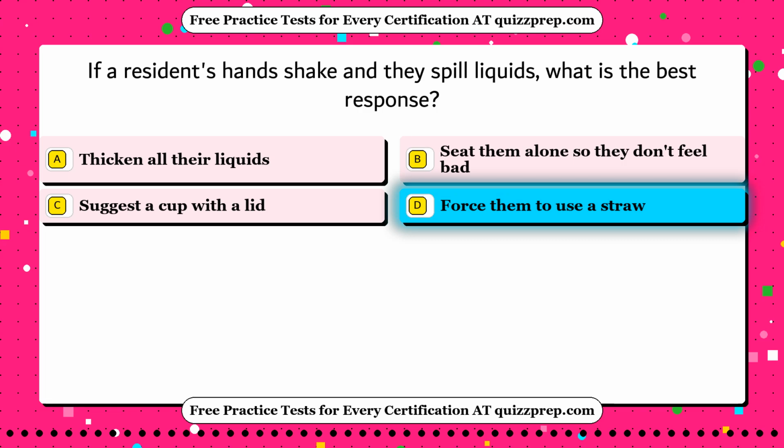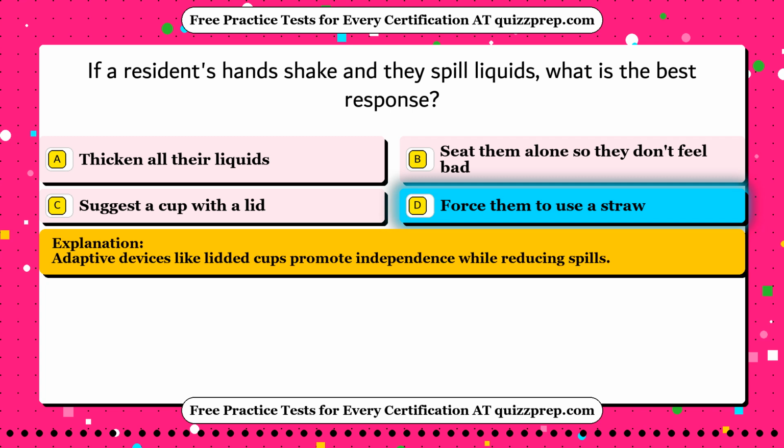The correct answer is option D, force them to use a straw. Adaptive devices like lidded cups promote independence while reducing spills.